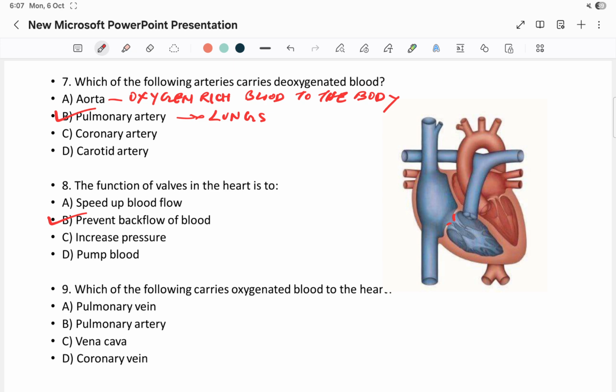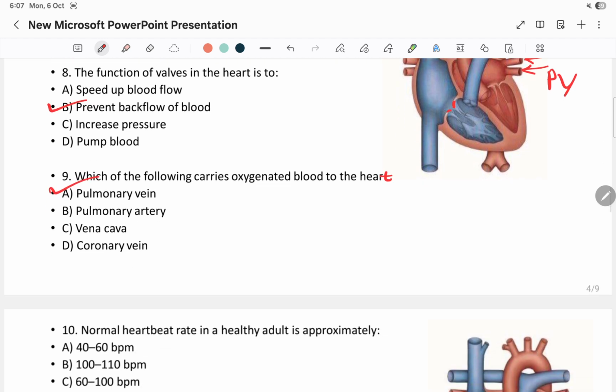Which of the following carries oxygenated blood to the heart? Oxygenated blood to the heart. So after oxygenation, the oxygen-rich blood from the lungs is brought back to the heart by the pulmonary veins. So the correct answer here is option number A, pulmonary veins. Next question.